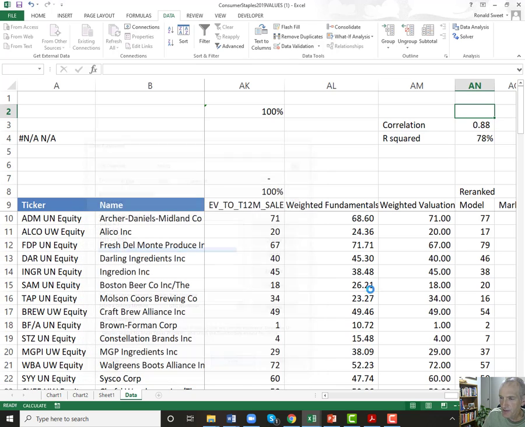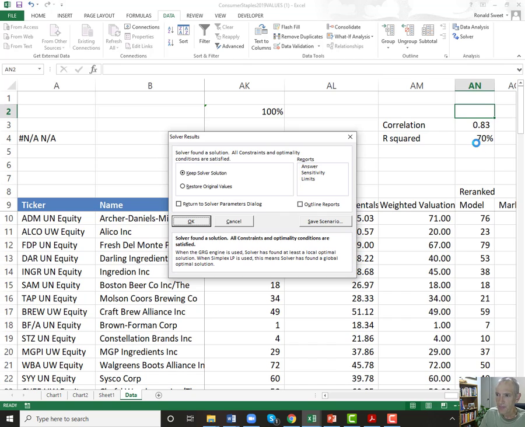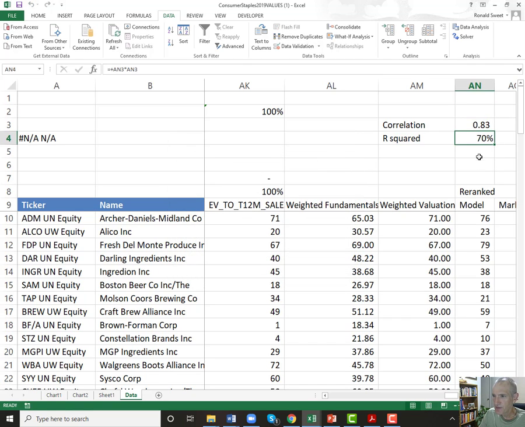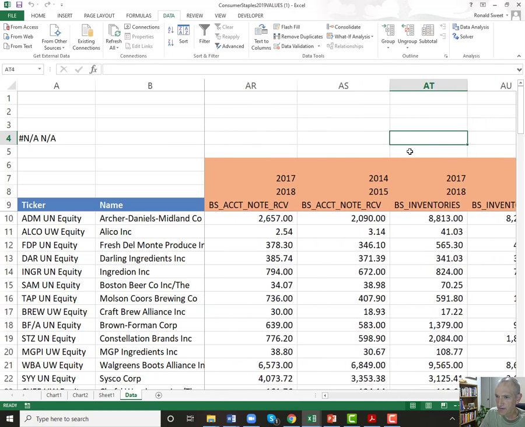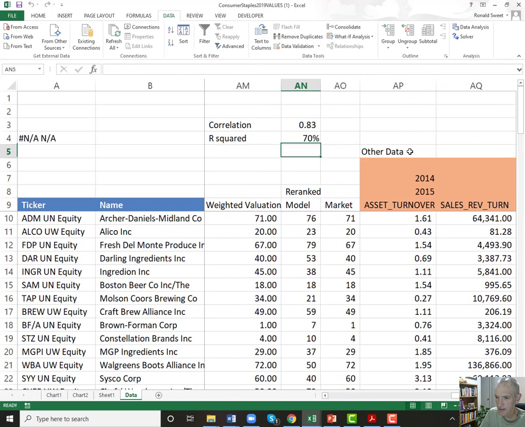And now we'll solve. I always know the R squared is going to come down because I'm constraining the model. We saw that early in the semester, you might not remember, when we were doing style analysis and R squared. So you see our R squared went from 78% to 70%, but that's still pretty good. And so I've got a really pretty decent model here that's telling me about these stocks.